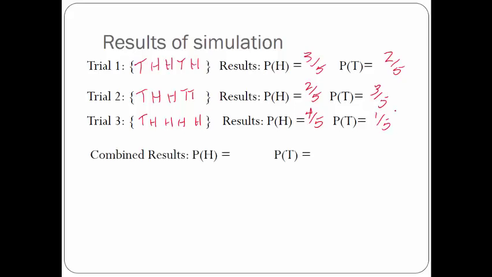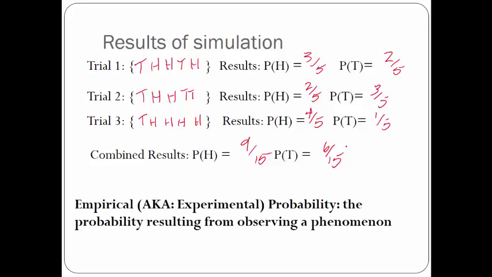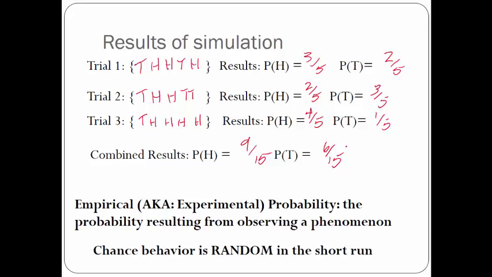What we should see is there's some give and take here early on, but if we started to combine all of our results, 3 out of 5, 9 out of 15, 6 out of 15, these things are going to balance themselves out in terms of a 50-50 shot. The big idea here is that we've just done a bunch of experiments. That's empirical probability. We observed something that's happening. We're experimenting, playing around with it. In the short run, things are very random. We should have seen that in class when you were flipping coins using the website.